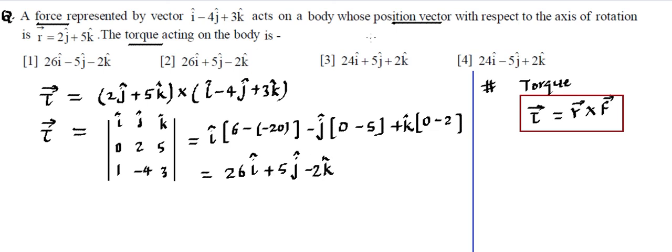If they were in Newton and meters, it becomes Newton meter, though they are not mentioning the dimensions, so we will not be bothering about that. We will be checking which option matches. The first option is not correct, the second option is perfectly correct, so the second option will become our answer. Making sense? So this uses the cross product of two vectors, with the position vector and force as vector quantities, and you have learned the definition of torque in this particular question.